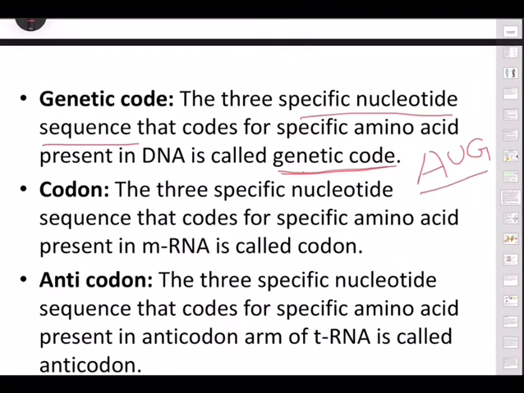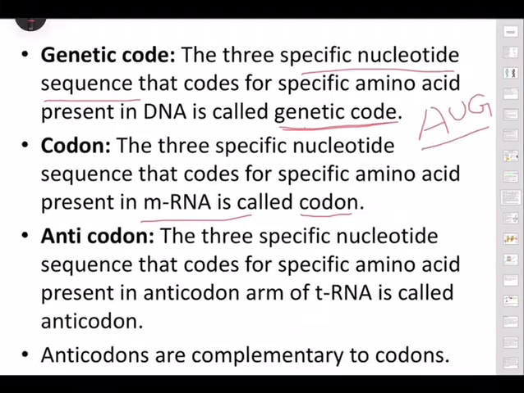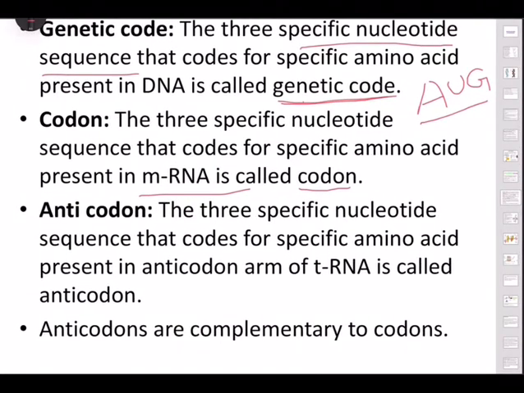So the code is in a specific nucleotide sequence. Now, the 3 specific nucleotide sequence that codes for a specific amino acid present in mRNA is called a codon. So these 3 nitrogen bases form a codon and they code for a specific amino acid. That I will tell you in a moment in the form of a table. And what is an anticodon? The one that decodes the codon. So the 3 specific nucleotide sequence that codes for a specific amino acid is present in the anticodon arm of tRNA.